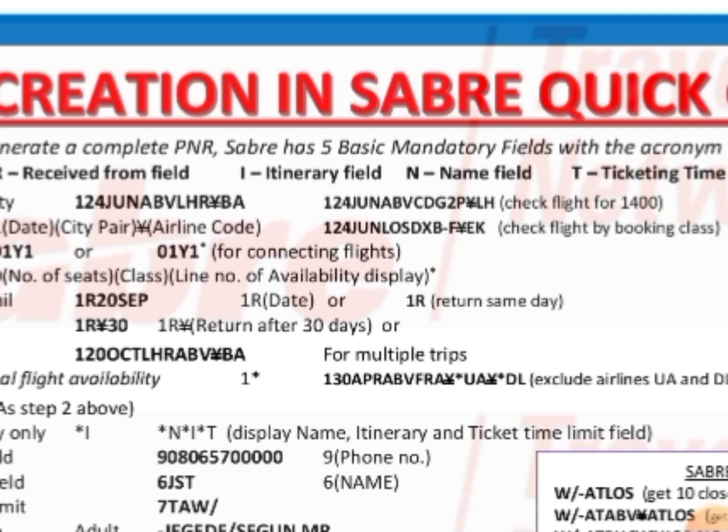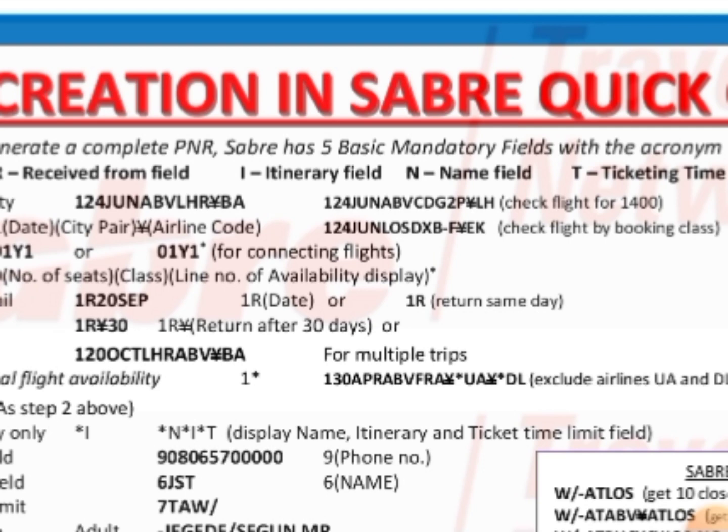As requested by some of my subscribers, how to get 5 mandatory fields in Sabre. I came up with this. That's a PNR creation in Sabre quick guide. PNR is passenger name record. So for you to get your 5 mandatory fields in Sabre, first of all, I came up with this.